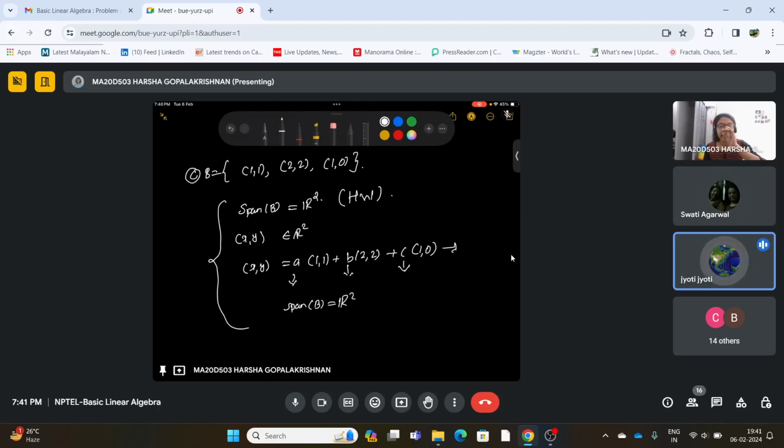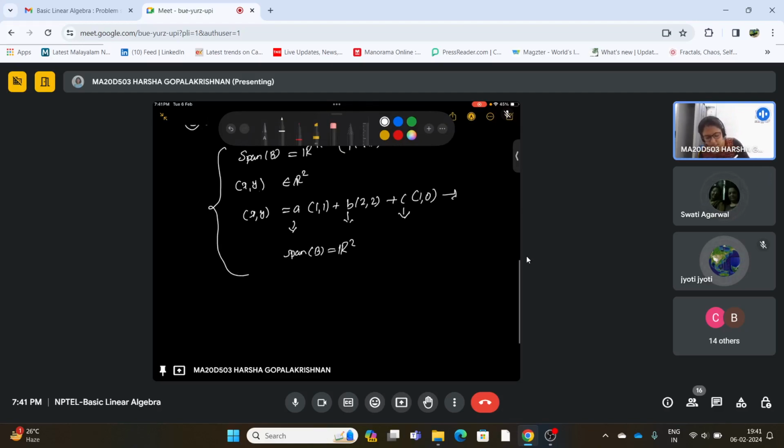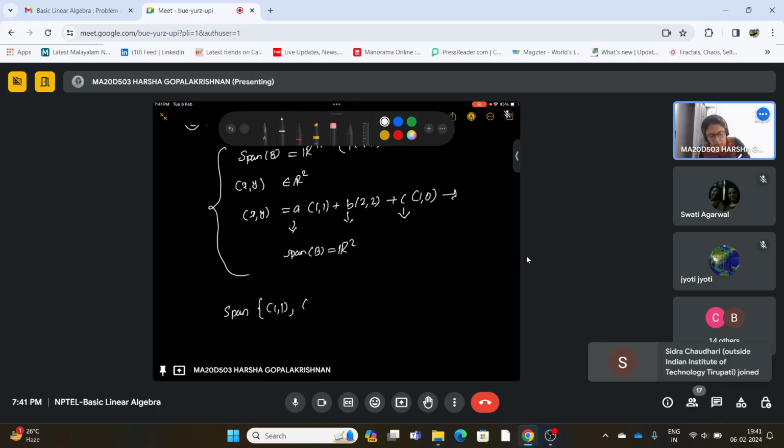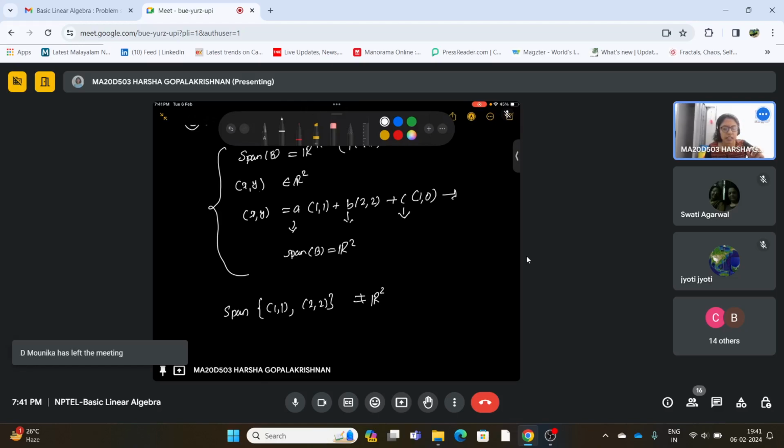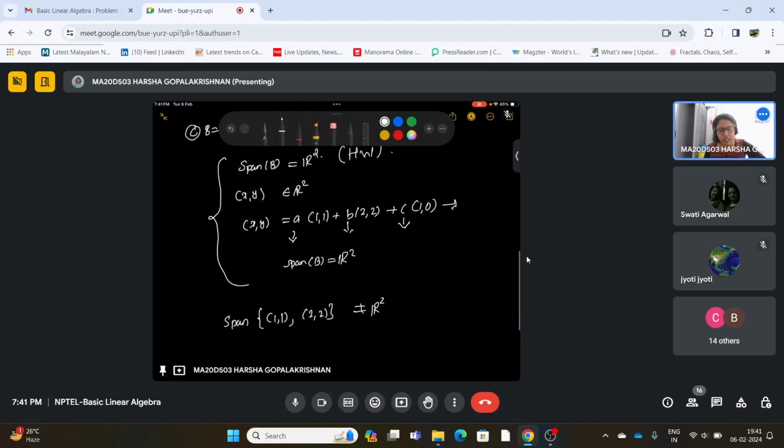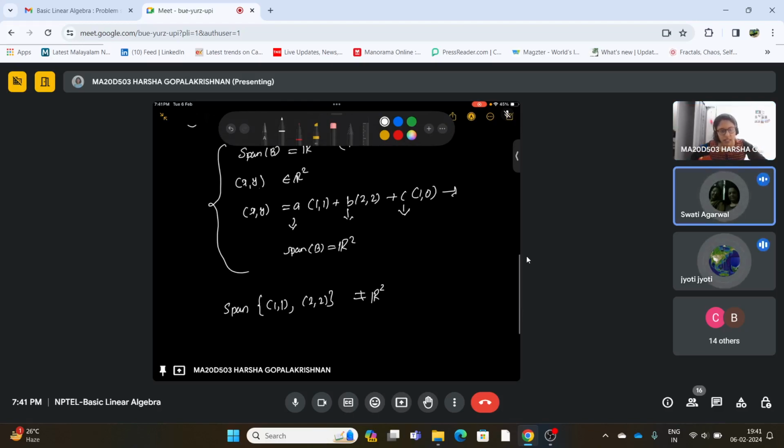No, I am not saying any subset should span. Some noise is coming, can you mute? See, what she is saying is, first condition span B equal to R2, that is satisfied. Now the next condition we are checking is (1,1), (2,2), which is not equal to R2. Will it imply that B is not a basis?